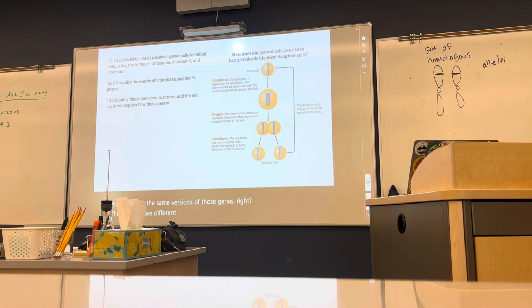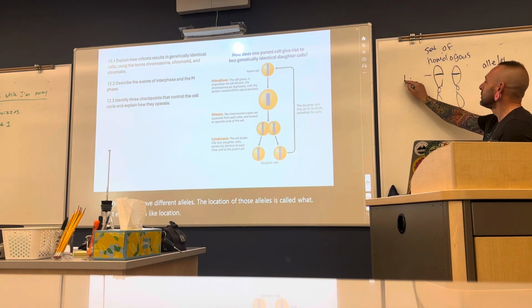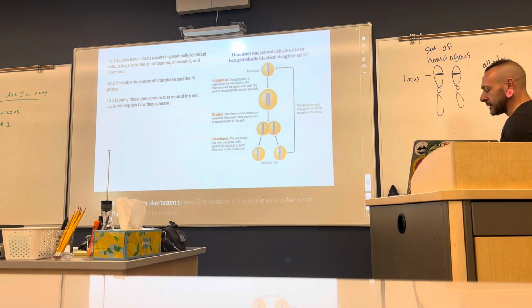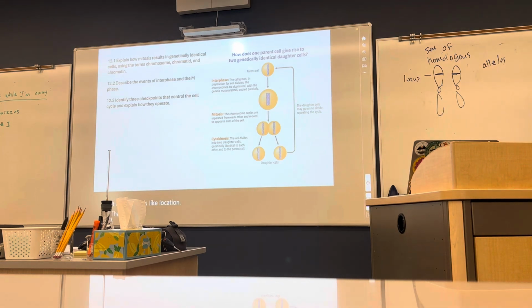The location of those alleles is called what? Even sounds like location. That is a locus. A locus is the spot where we find a particular gene, and then we look for the variants of that gene, which are called alleles. We already covered chromatids.